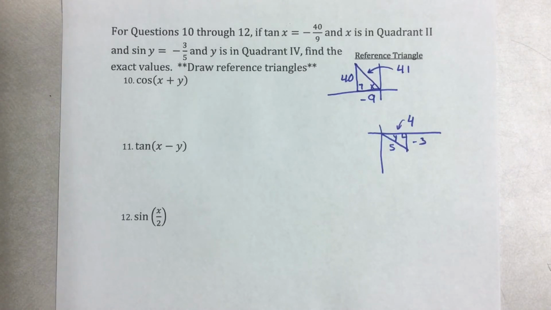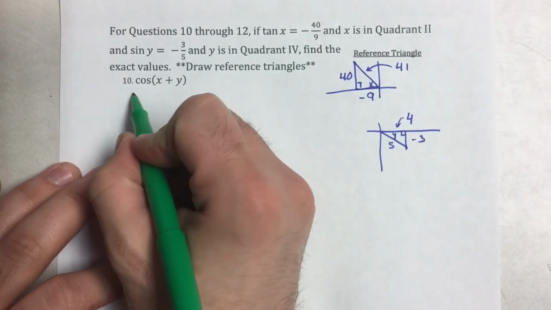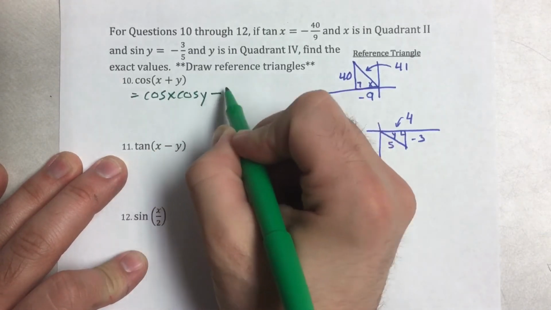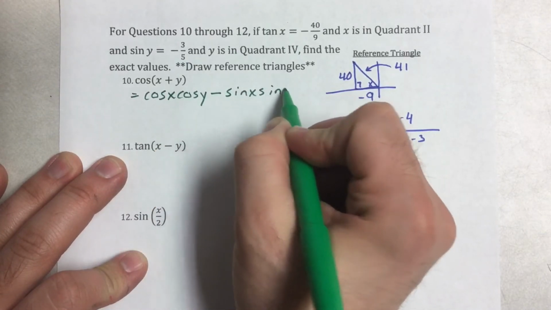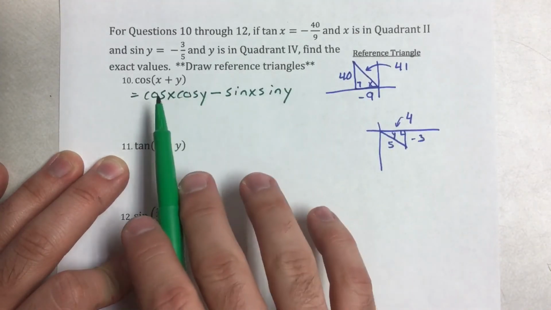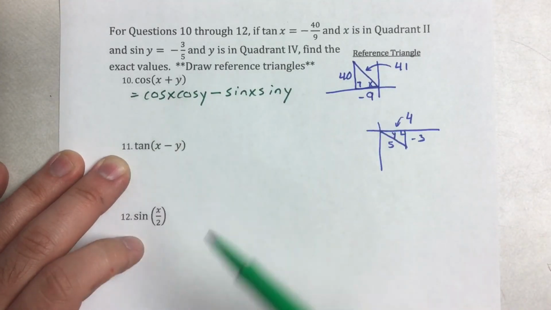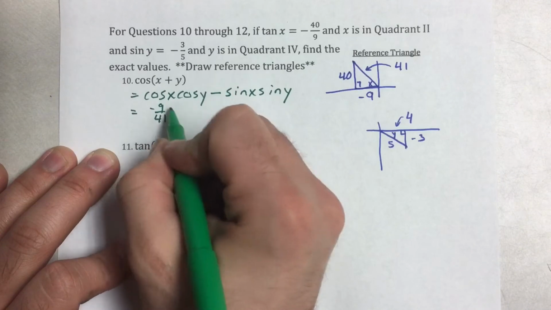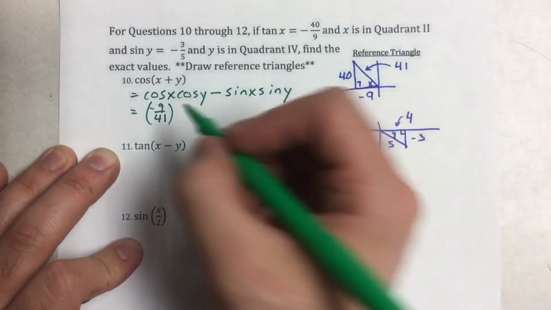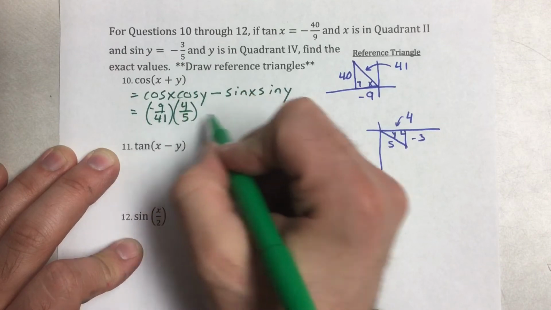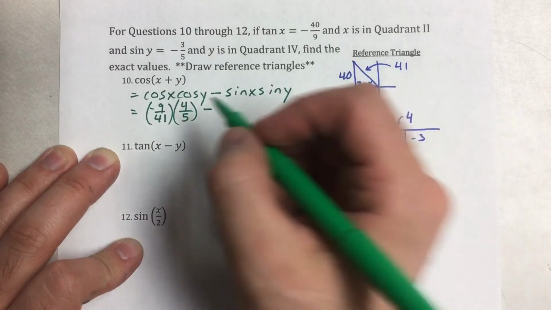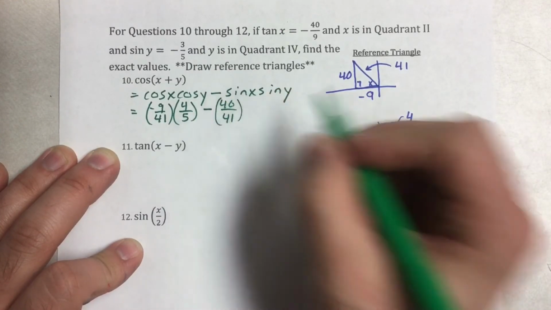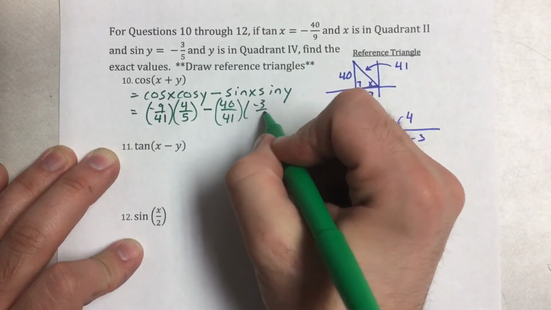So looking at cosine of x plus y, let's first write this using the sum identity. So cosine x cosine y minus sine x sine y. And from here, I find each ratio from my triangles, place it in, and simplify. So we get cosine of x is negative 9/41, cosine of y is 4/5, minus sine of x, 40/41, and then sine of y, negative 3/5.